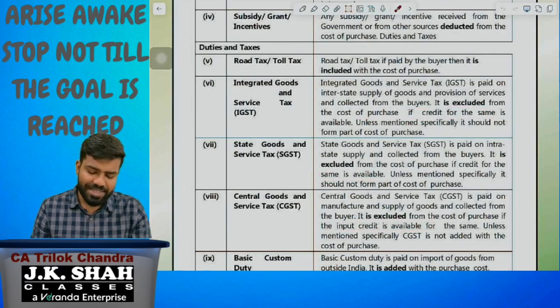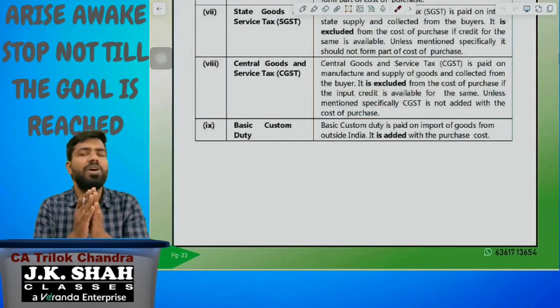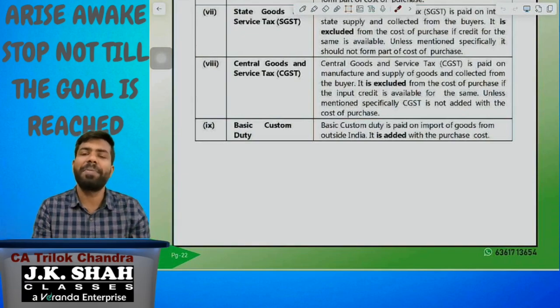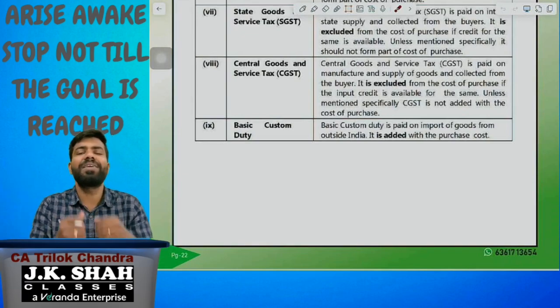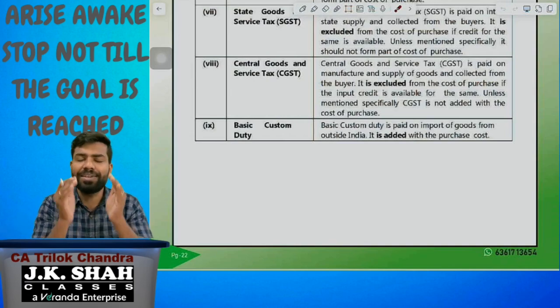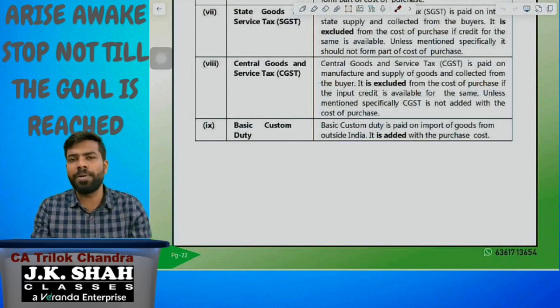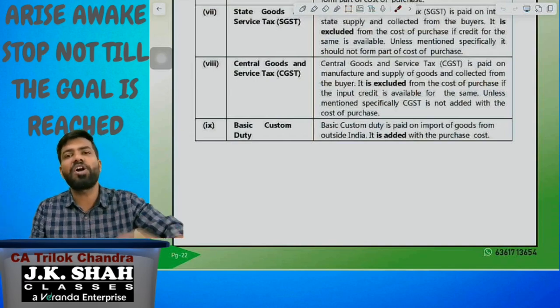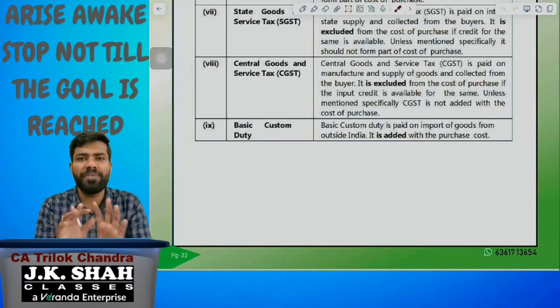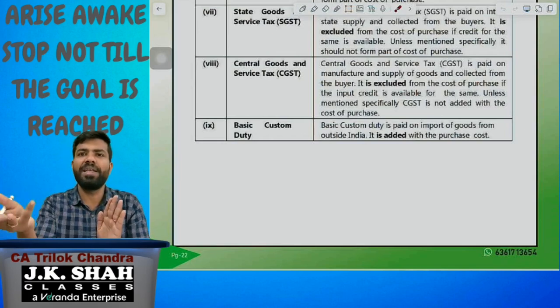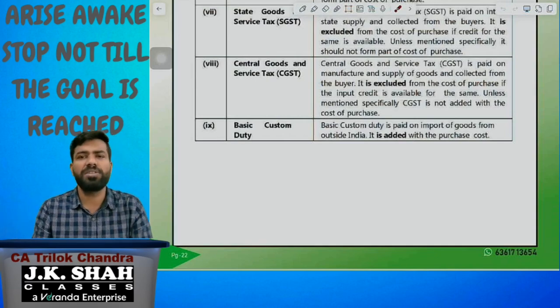Clear? Next, basic customs duty. ITC is not available. When will we pay the basic customs duty? When we import goods from foreign countries, we pay customs duty. ITC is not available on that customs duty, so it will be included in the cost. See, if we pay money and get the benefit back, it is not a cost. If we pay money and do not get it back, it is a cost.